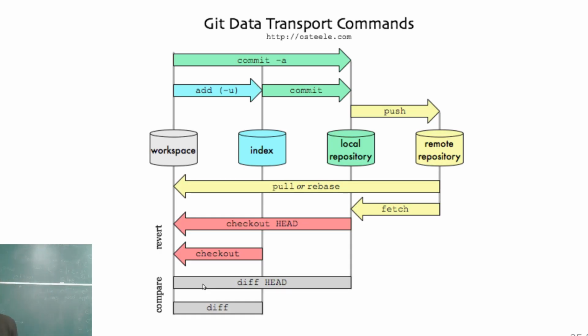Here's a nice representation of these that also includes push, pull and fetch. So we saw before that add goes from the workspace to the index, commit goes from the index to the local repository, and push goes from the local repository to the remote repository.